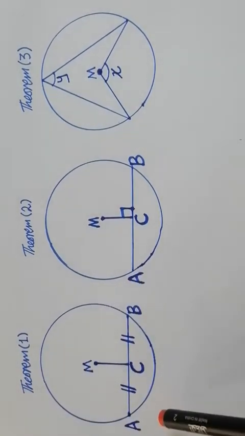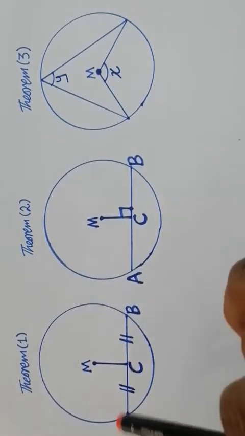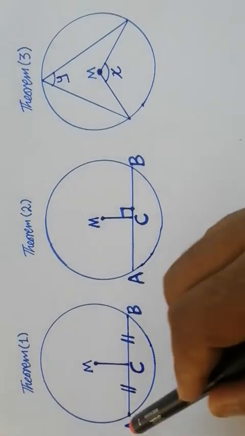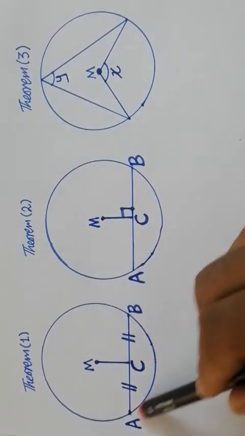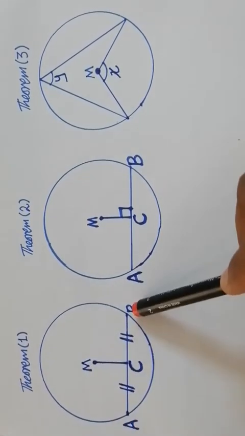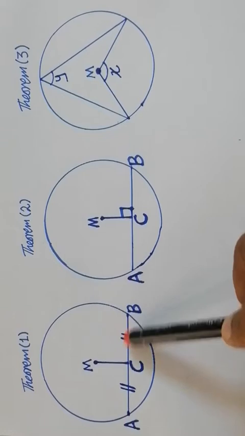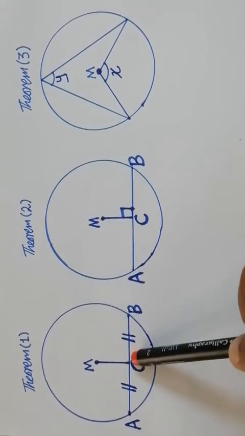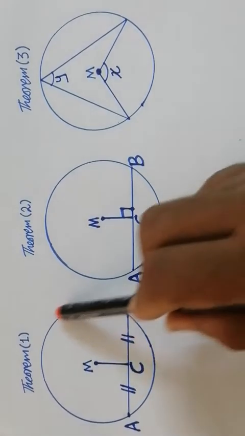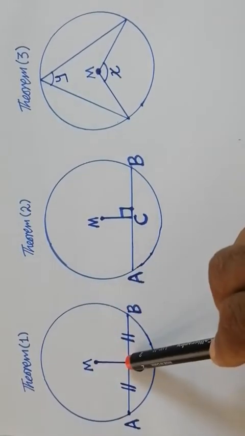Theorem 1. All things, lines, angles, circle in blue are given. So we have a circle, we have a center M, AB is a chord. Look at these signs. It means AC equals BC. That means C is a midpoint. So I have a circle with center M, I have a chord, and I have a midpoint.